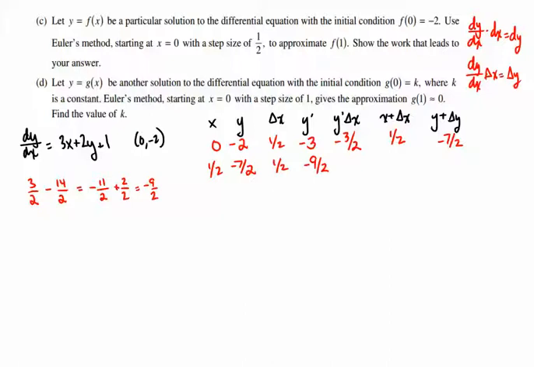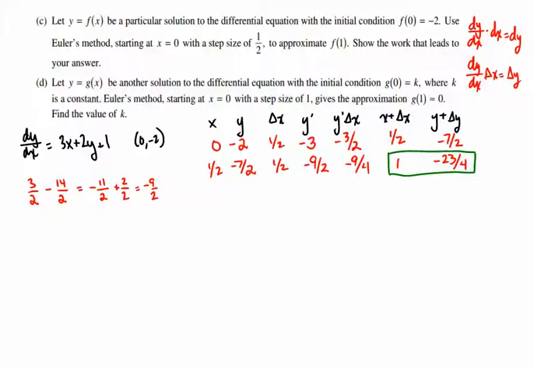We're going to multiply that by the change in x, which is 1/2, and so we get negative 9/4 as our delta y. We construct our new x as 1/2 plus delta x of 1/2 gives us 1, and our new y was negative 7/2 minus 9/4, or negative 14/4 minus 9/4, which is negative 23/4. And so our estimate using Euler's method for x equals 1 would be negative 23/4. And that does it for part C.